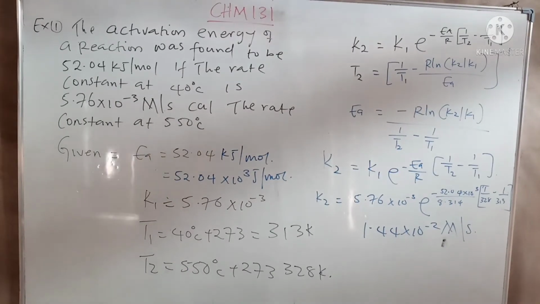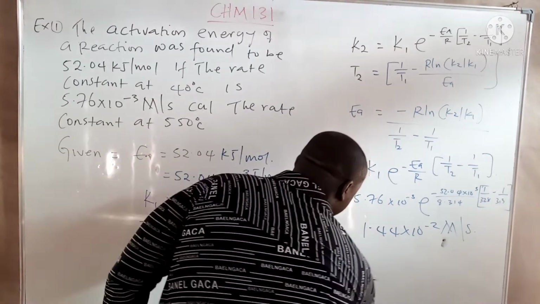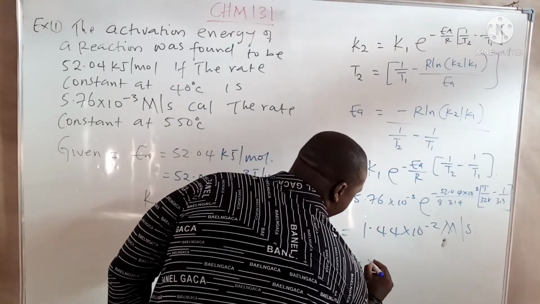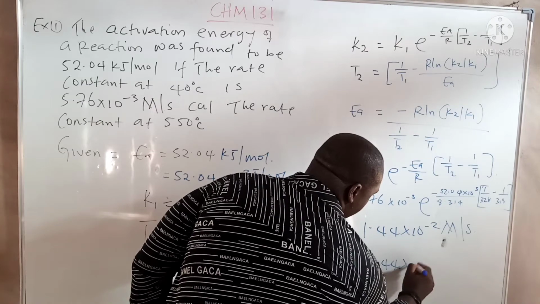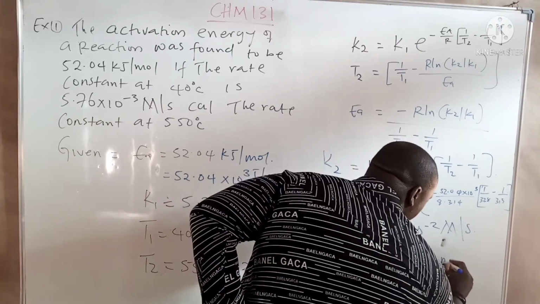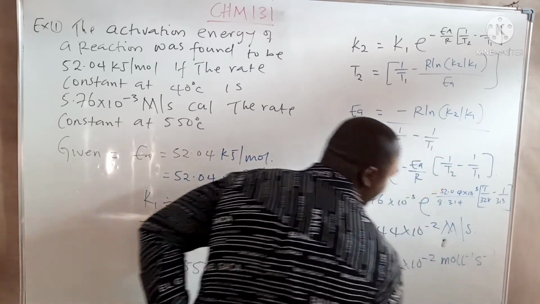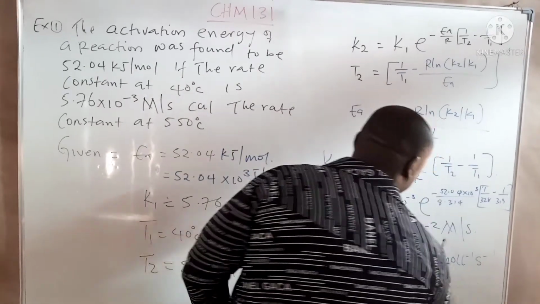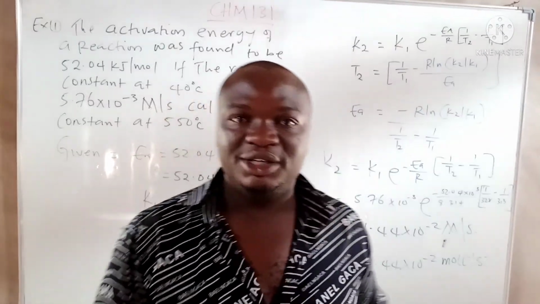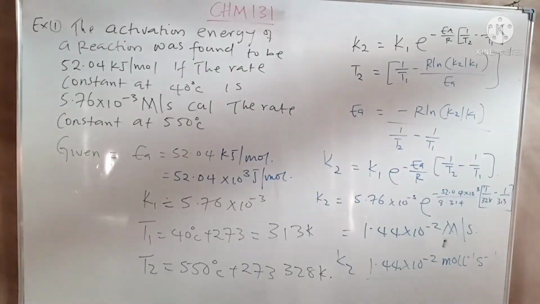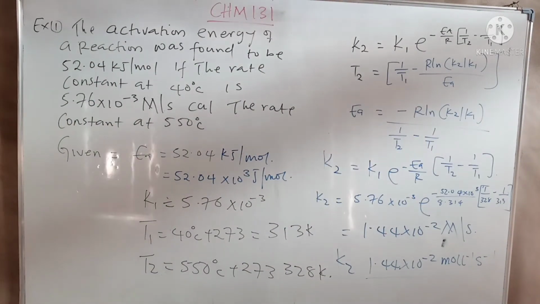Now, let me clarify for those that have not been watching part 1 of my video. This answer, the K2, can be written as 1.44 times 10 raised to the power minus 2 mole liter minus 1 second minus 1. Also the same thing. If you have been following my channel, you should understand that that is the same thing. Now let's go to example number 2.